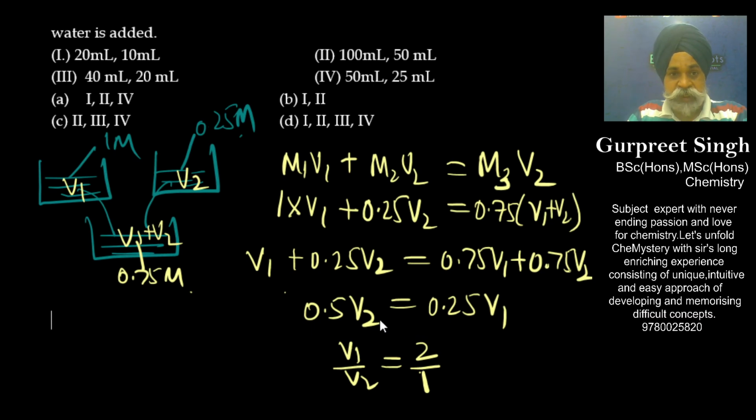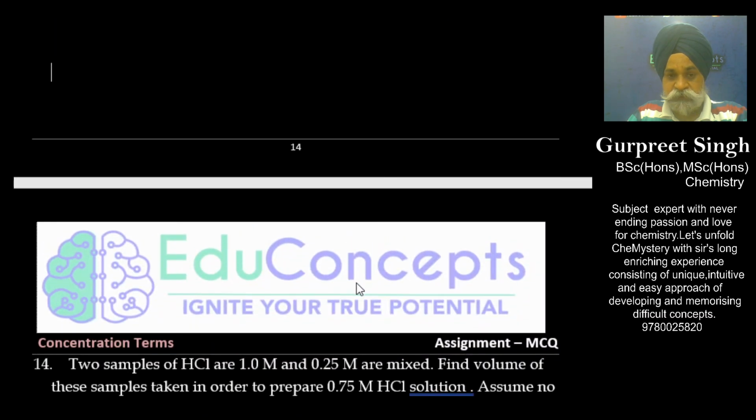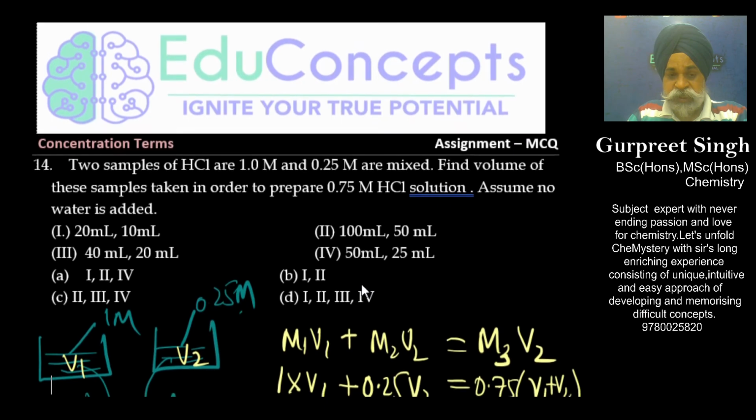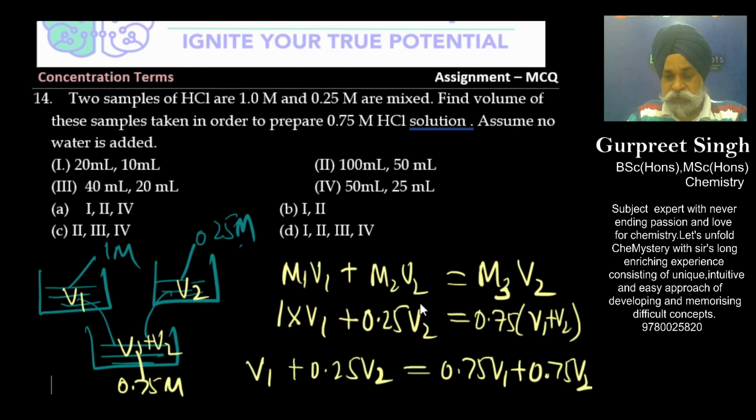So what basically is there in this particular question: wherever you take V1 as double in quantity than V2 and put this into this equation, it becomes equated to each other.